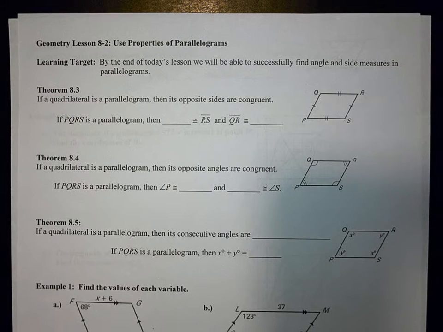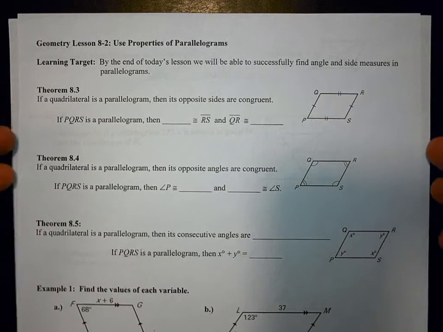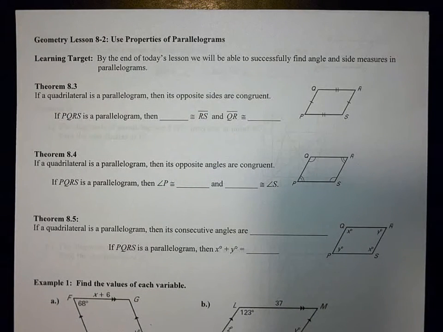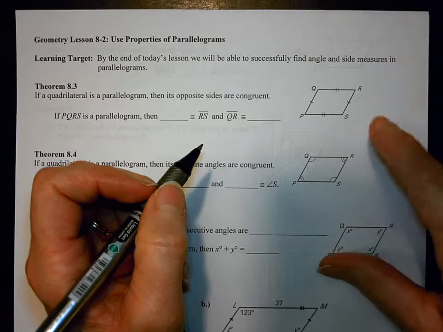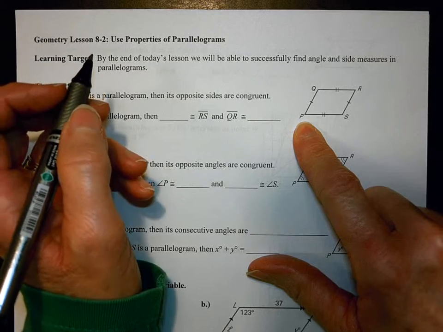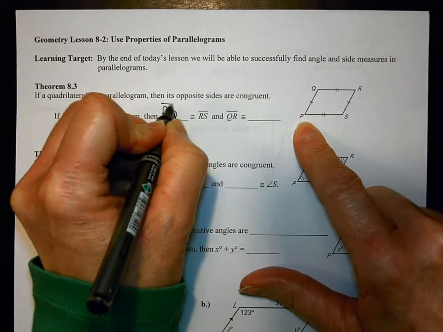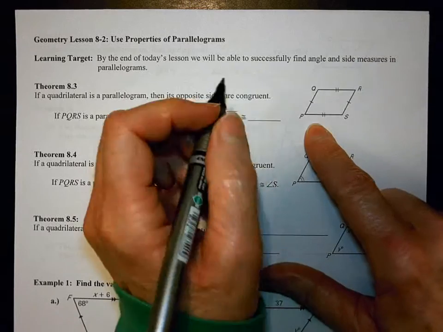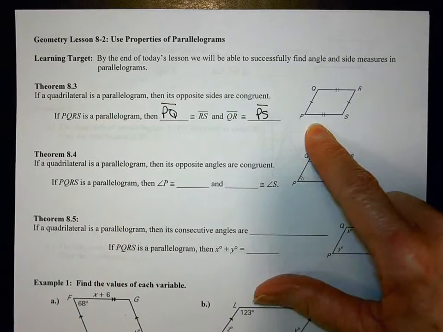Okay, here's Geometry Lesson 8.2, using the properties of parallelograms. We're going to find angle and side measures on parallelograms. So we have to go through what a parallelogram consists of and its properties. Theorem 8.3: if a quadrilateral is a parallelogram, then its opposite sides are congruent. So in the case of our picture, if PQRS is a parallelogram, then RS is congruent to PQ, and QR is congruent to PS.